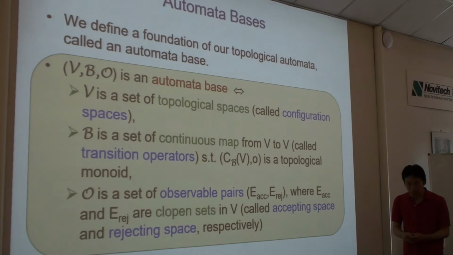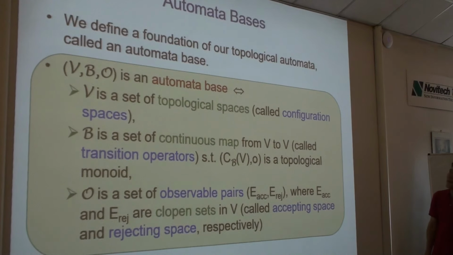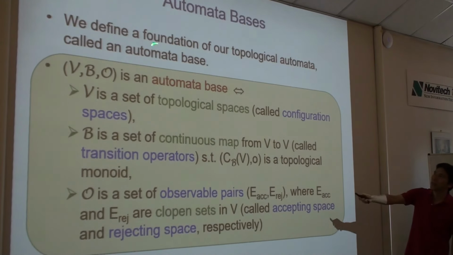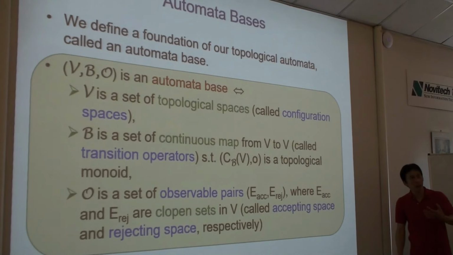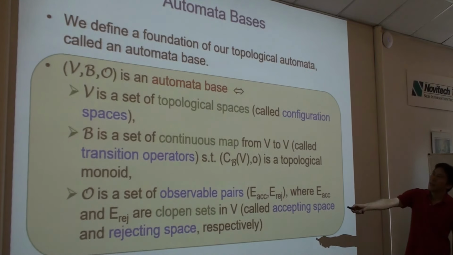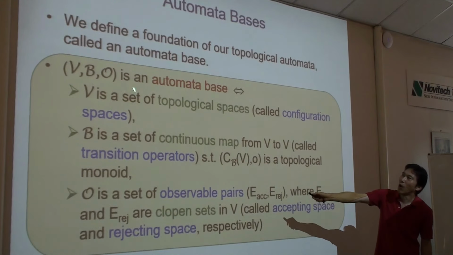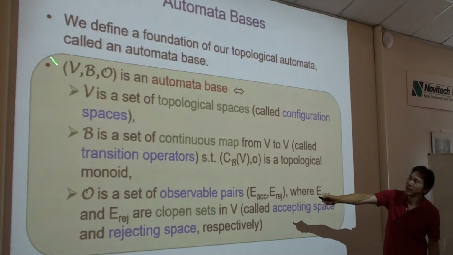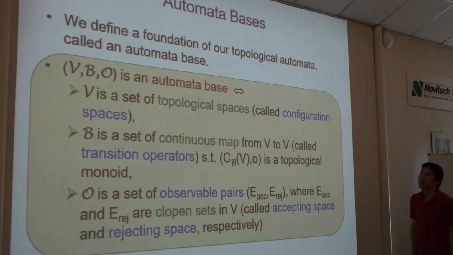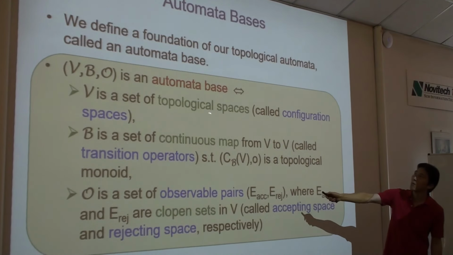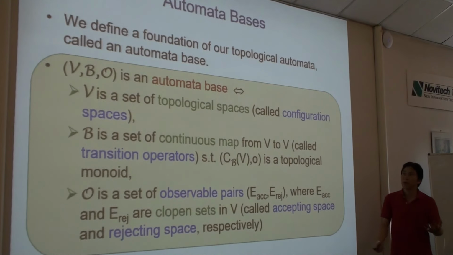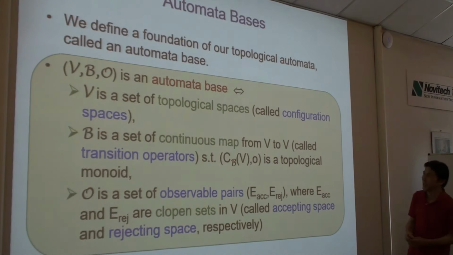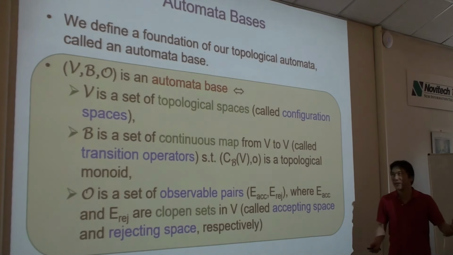Now we are going to introduce the most important notion, called an automata base. This is the basis for the rest of the talk. V, B and O, this triplet, is called an automata base if V is a topological space, which we call the configuration space. If you hear configuration space, you have some idea what's going on here. I'm going to give a more precise definition later on.